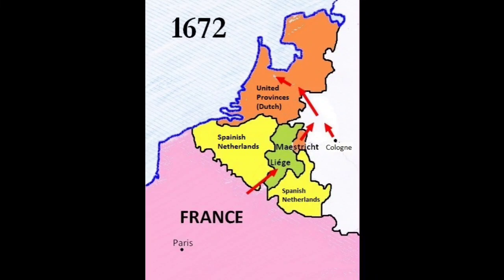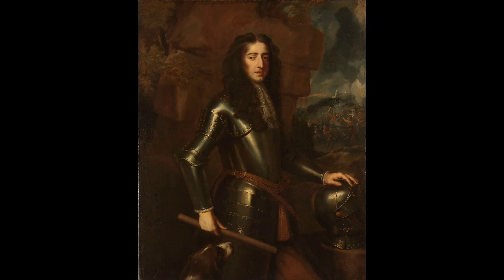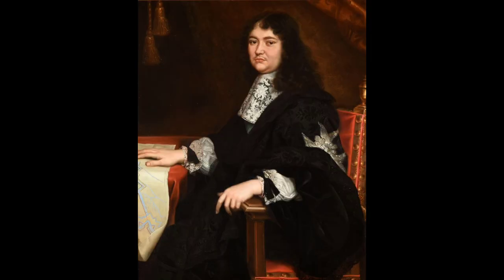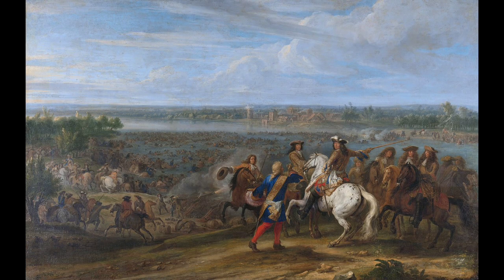The Franco-Dutch War was a major conflict that took place between France and the Dutch Republic in the mid-17th century. The war was primarily fought over trade and economic interests in Europe, and was a continuation of a long-standing rivalry between France and the Dutch Republic.